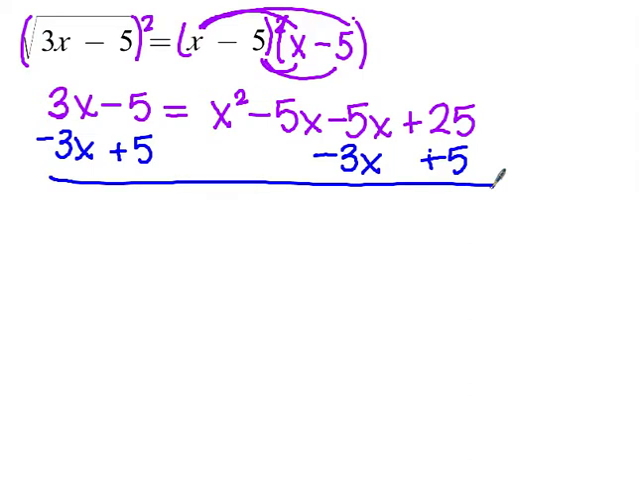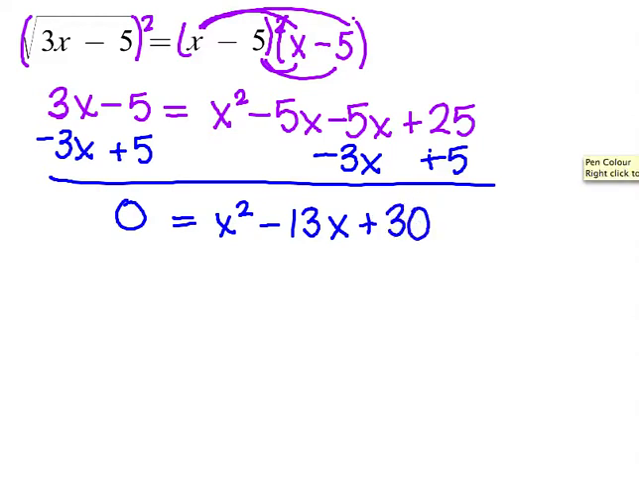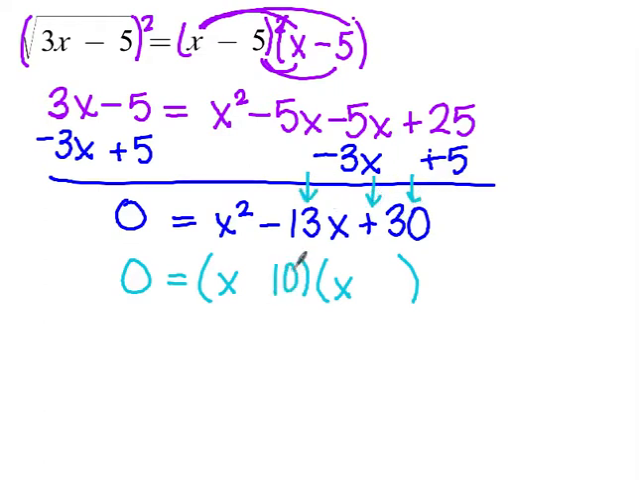So what's left on the left side? 0. On the right side, notice I have an x squared. Now I have negative 5x, negative 5x, negative 3x, negative 13x. 25 and 5, 30. So this is a quadratic. What do I try to do now? I try to factor. What's the first term in each? X. So two factors of 30 that add to 13: 10 and 3. How do you get a negative 13? Negative 10 and negative 3.